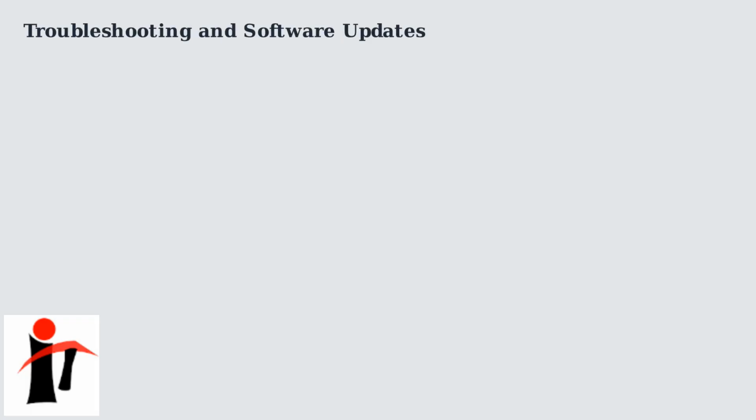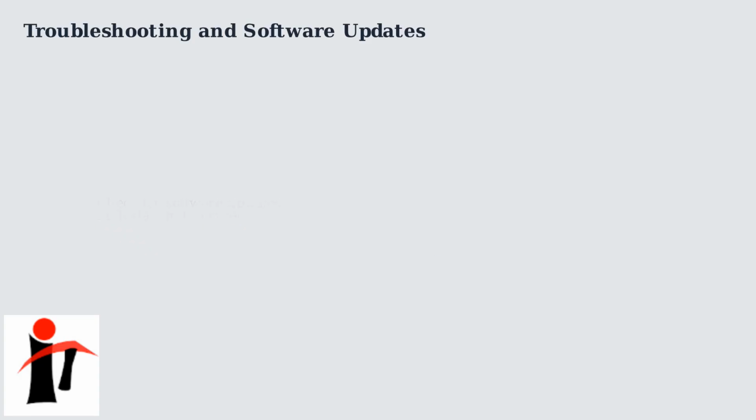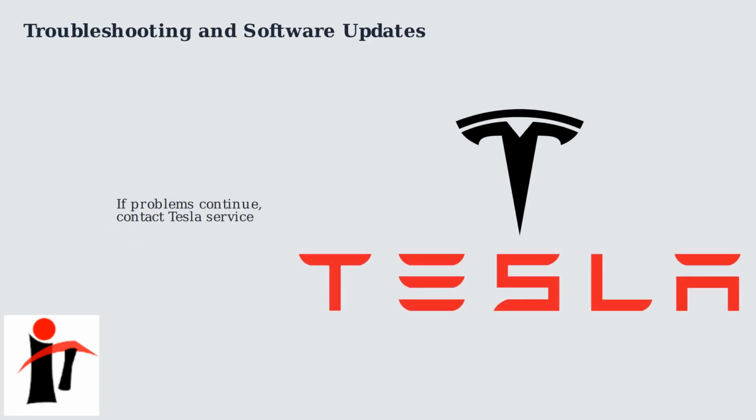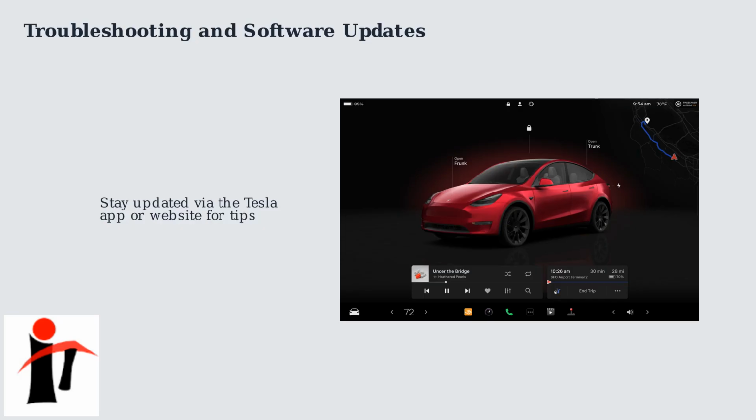If you encounter issues with your heated seats, such as unresponsiveness, start by checking for software updates. Occasional software glitches have been reported, but these are usually resolved with the latest updates. If the issues persist after updating, reach out to Tesla Service for assistance. Keep your Tesla app or website updated for the latest feature changes and troubleshooting guidance.